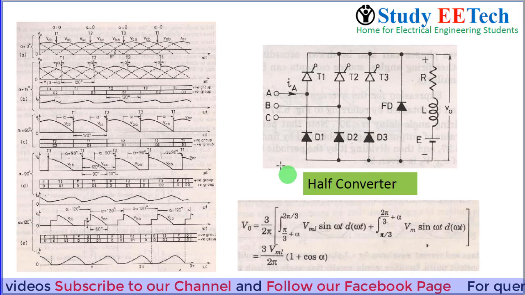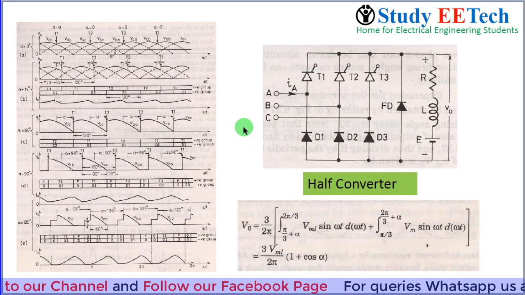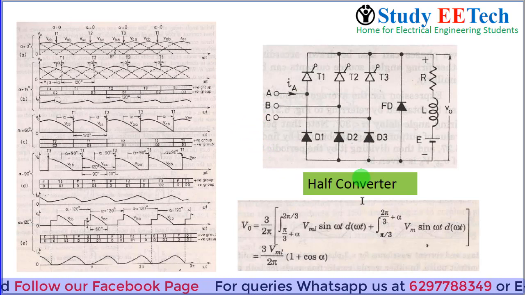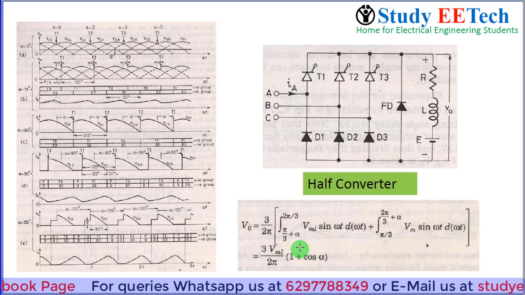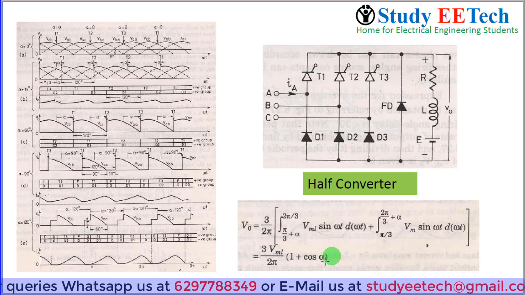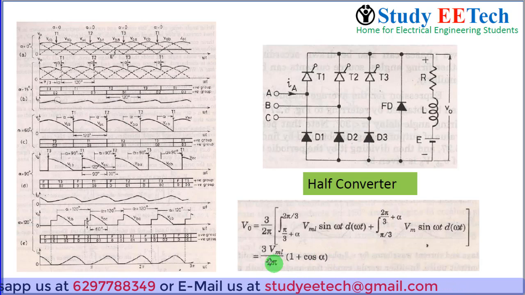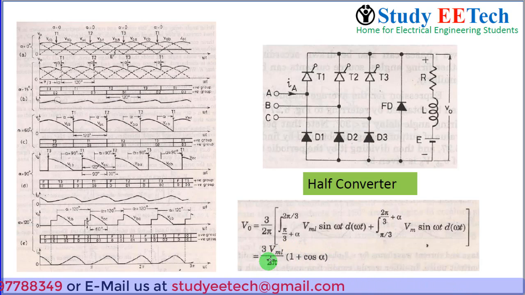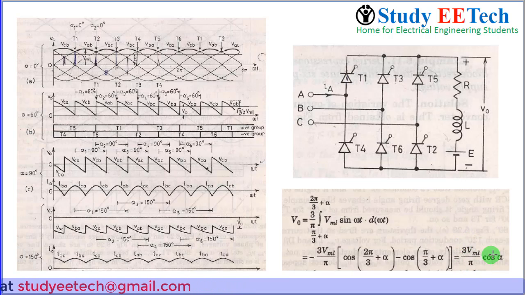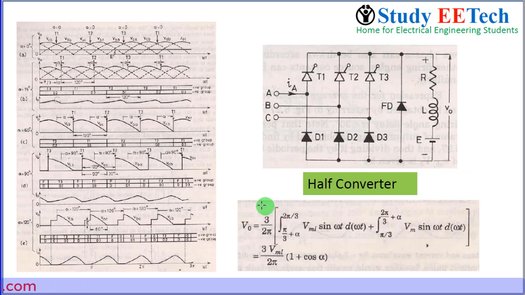Because we can get positive and negative voltage in the case of the full converter, but here we are getting only positive voltages, that is why it is called the half converter. Just by varying alpha you can get only positive voltages, so this is the half converter. But in the case of the full converter you get 3 Vml by pi cos alpha, meaning positive and negative, so this is the full converter. This is the key difference between the half converter and the full converter.